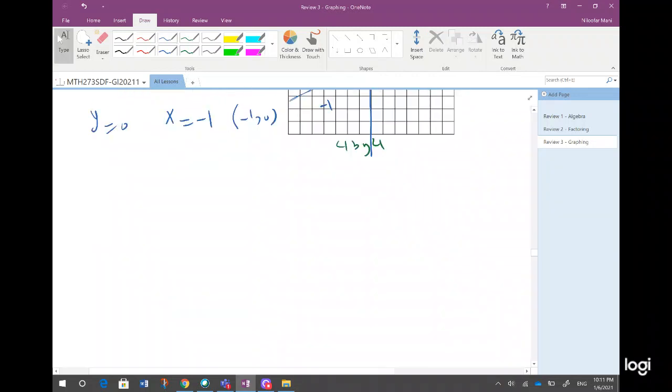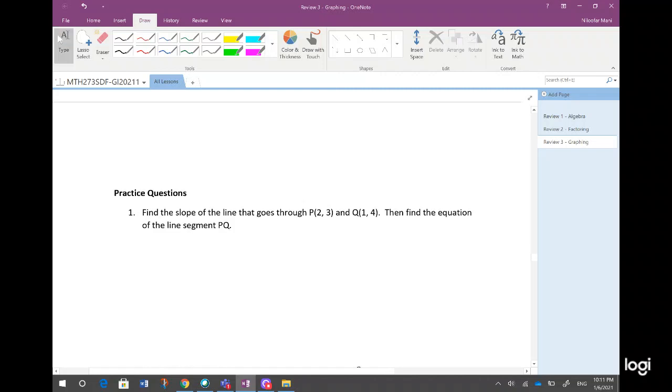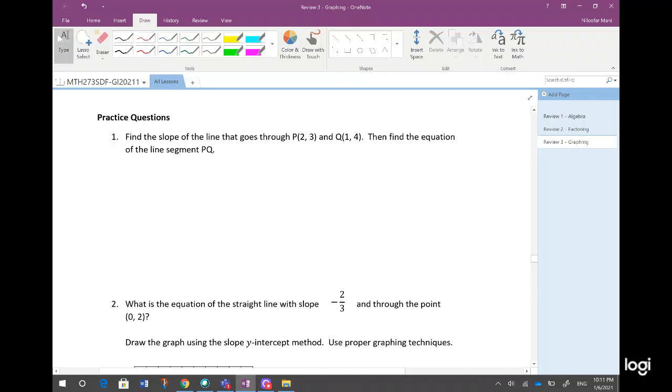Okay, so there are some practice questions that we can do here. I really like to do all of them for you because, based on my experience, students need more practice for lines. So find a slope. How do you find a slope?